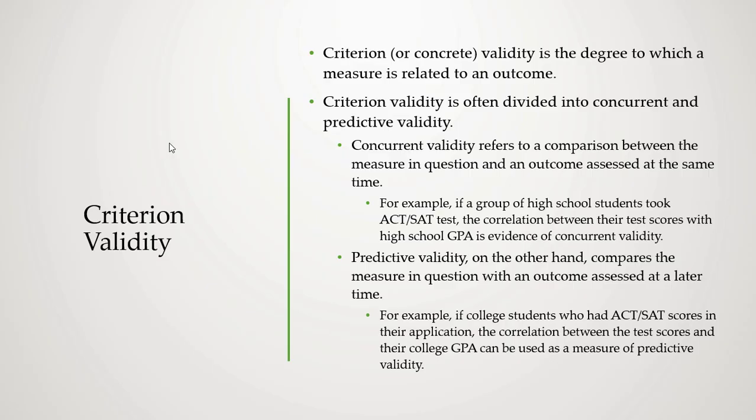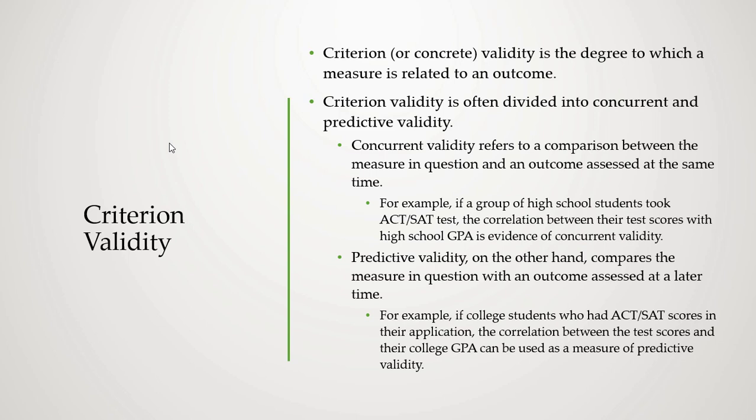Criterion validity is about how a measure is related to the intended outcome. Criterion validity can be quantified in two different ways. One is concurrent validity, the other is predictive validity. Both of them are based on the correlation of the scores from an instrument and some measured outcomes it's intended for.